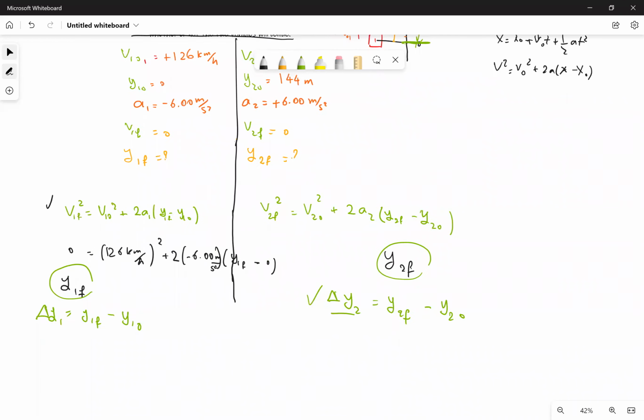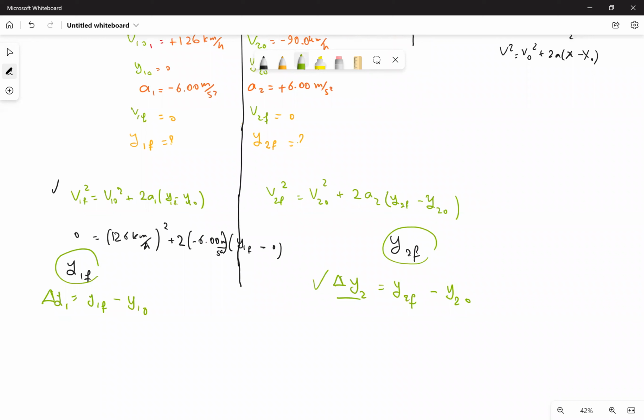So you will find delta y1 and delta y2 and then add them up, and you will get a number. You can call it delta y or whatever you want. Let's call it delta y total, which makes much more sense. Compare that number to 144 meters. And remember, you want this to be in meters.